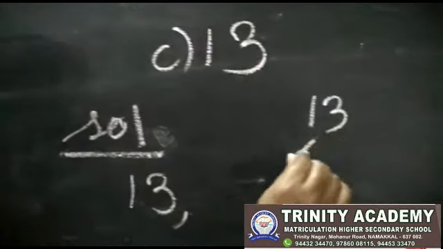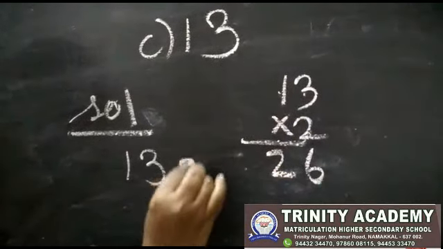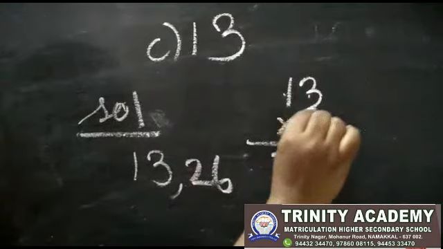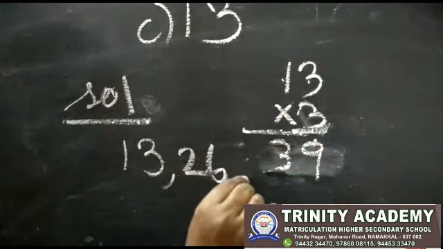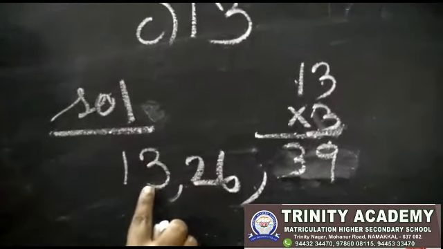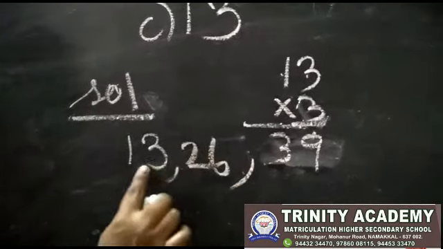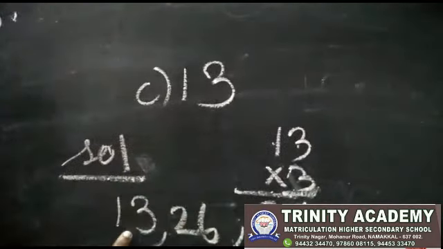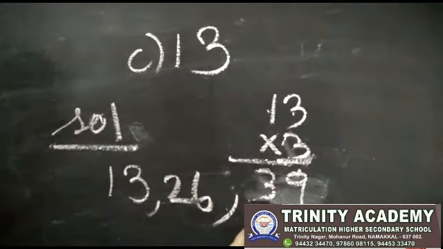13 twos are, so 2 threes are 6, 2 ones are 2, so 26. Next, 13 threes are, so what is 13 threes? 3 threes are 9, 39. So the first 3 multiples of 13 are 13, 26 and 39. 13 ones are 13, 13 twos are 26, 13 threes are 39.